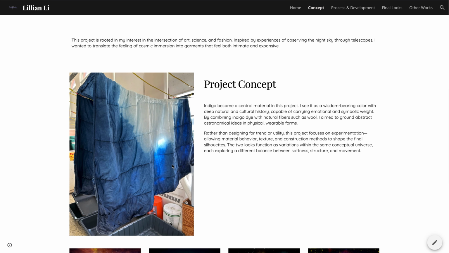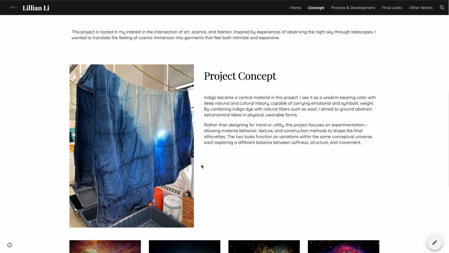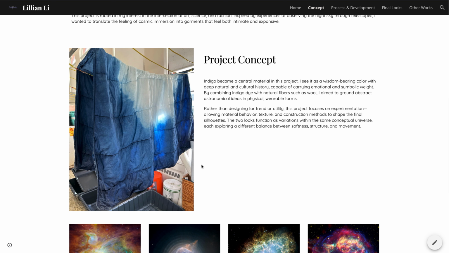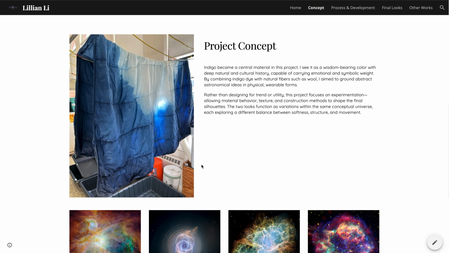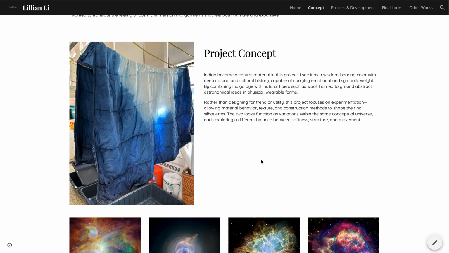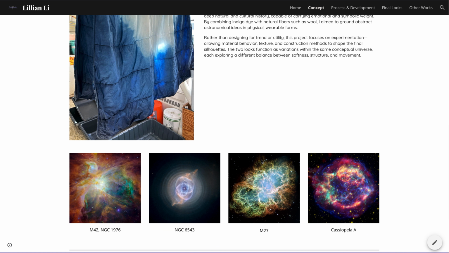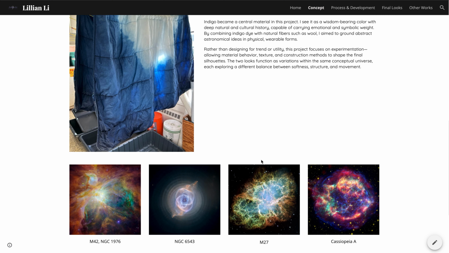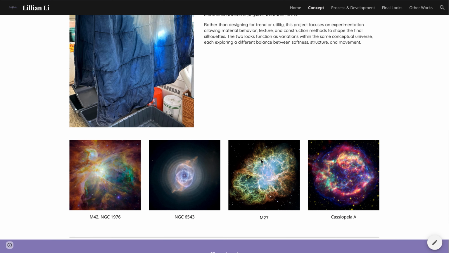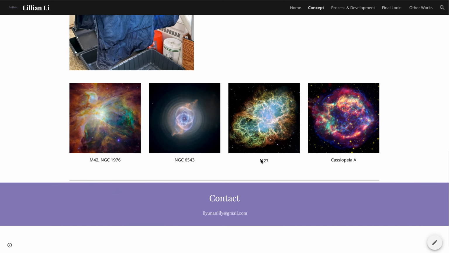This is my project concept with the indigo dye quilt, and this is mainly exploring how natural dyeing, especially indigo, and how traditional textile can connect to science observation and the natural cycles.